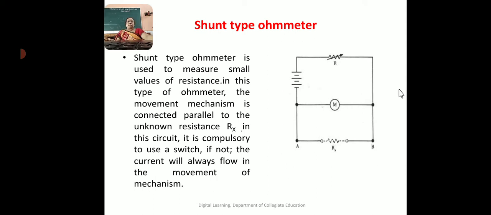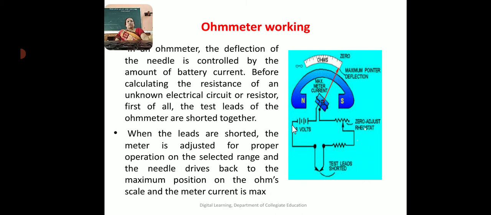When the A and B terminals are opened, the unknown resistor Rx is open circuited. No current flows through Rx. Full scale current flows through the meter as the resistor Rx is adjusted. So the maximum current reading is marked as infinity ohms. Next, the ohmmeter working.